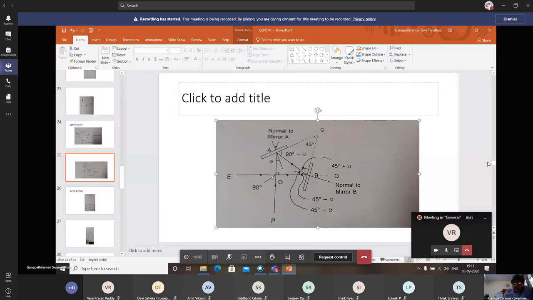So this is the concept of the optical square. From this point you can transfer it to the ground. How will you transfer it to the ground? Suppose I'm holding it in my hand. Any idea? Plumb bob, sir. Suppose there is no provision for a plumb bob. How will you do that?